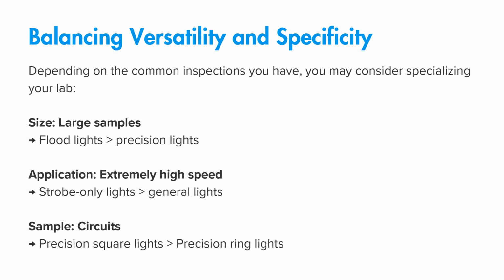For example, if your applications are larger, focus on floodlighting. If they're at a higher speed, add that dedicated strobe light to your line. And if most of your applications tend to have square samples, then get a square low angle bar light instead of a ring, or even add more bar lights to your lab so you can make a square for better uniformity, stuff like that. So take what I say with a grain of salt, use it as advice, but in the end, make it yours.